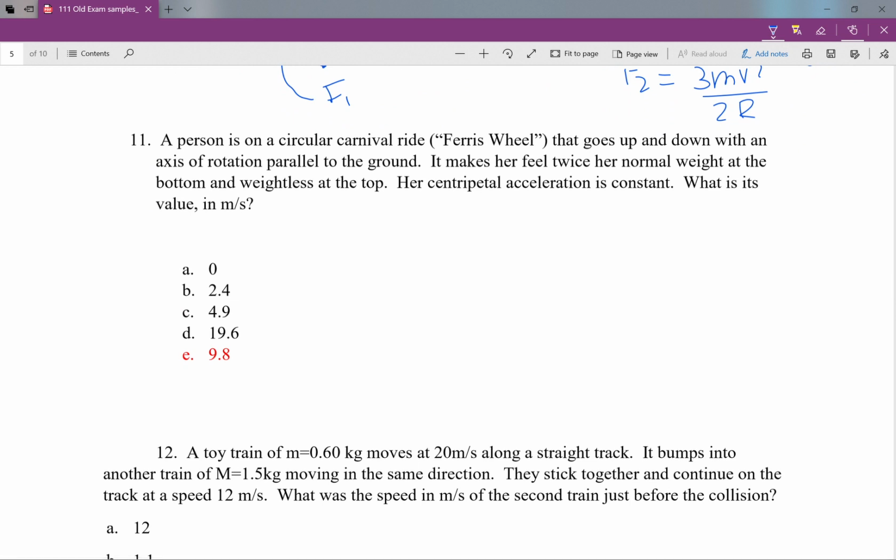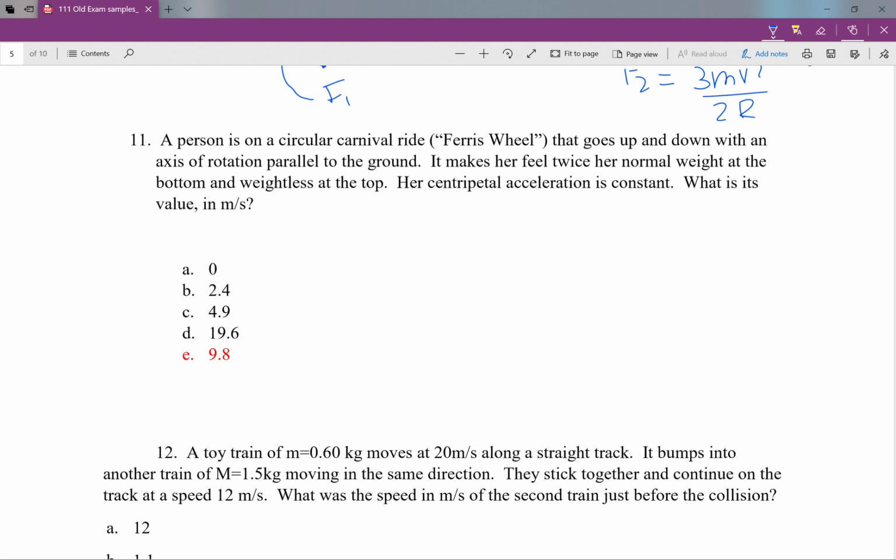A person is on a circular carnival ride, or a Ferris wheel, that goes up and down with an axis of rotation parallel to the ground. It makes her feel twice her normal weight at the bottom and weightless at the top. Her centripetal acceleration is constant. What is its value in meters per second squared?